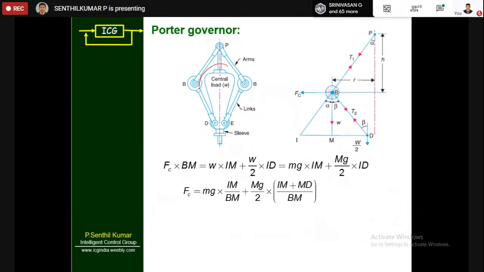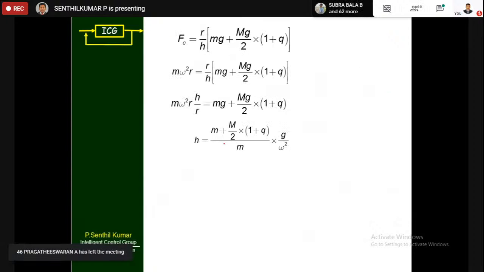There is an extra weight. Because of that weight, Porter governor works very well at high speed. So probably they may give some value, or they will ask you to find the Q value. They will give one set of problem and ask you to find Q value. I hope you know how to find Q value. That symmetric, all those, with that we can find Q value.